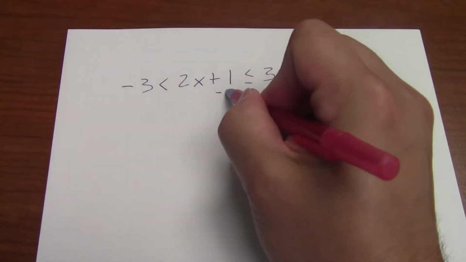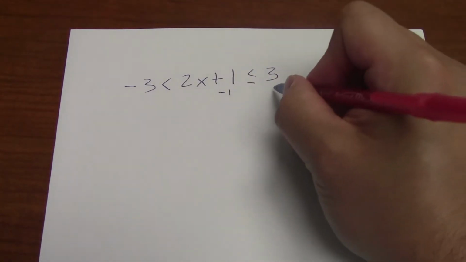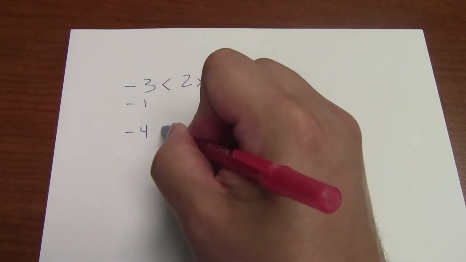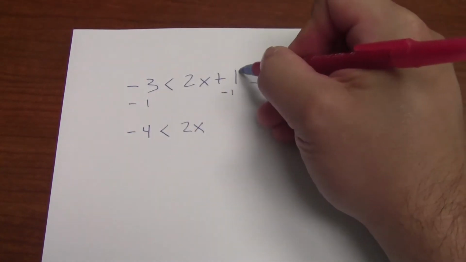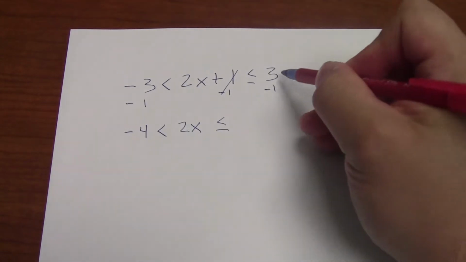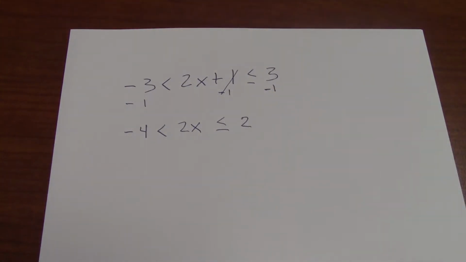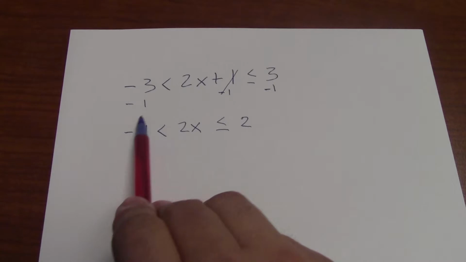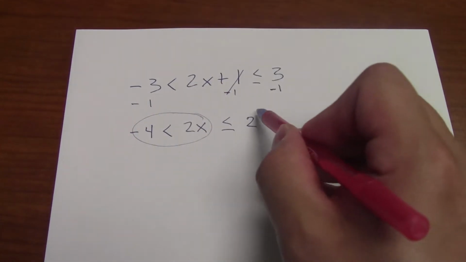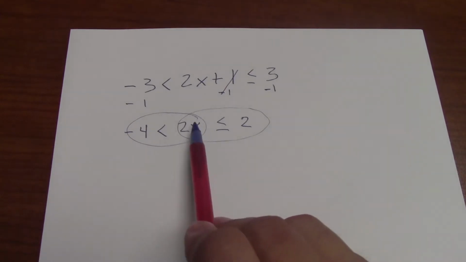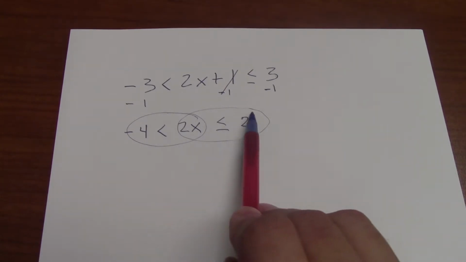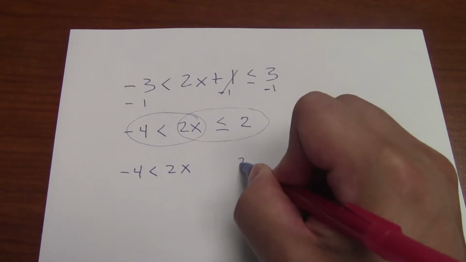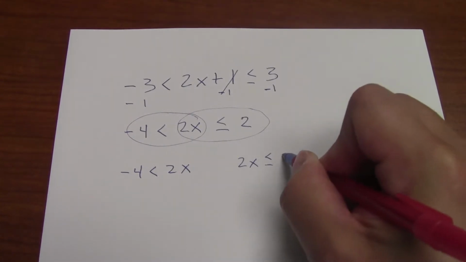All right. So I'm going to go minus 1. That's going to get rid of it. But I'm going to go minus 1 here and minus 1 there. So that gives me a negative 4, 2x, these cancel out, and then that's going to equal 2. Once I have this, then I can go ahead and just break it up into two formulas. This is one formula, that's one formula, and that's the other formula. All right, just make sure there's an x in one and a number in the other. x in one, number in the other. Negative 4 less than 2x, and 2x less than or equal to 2.